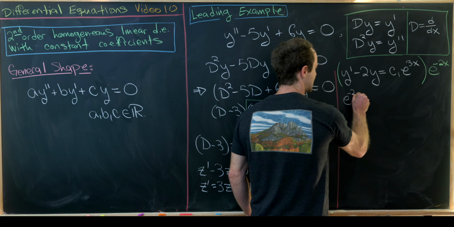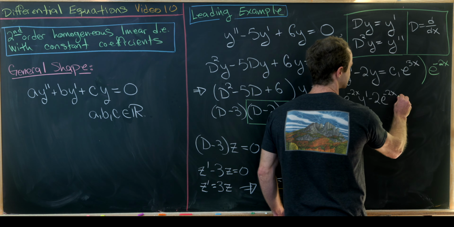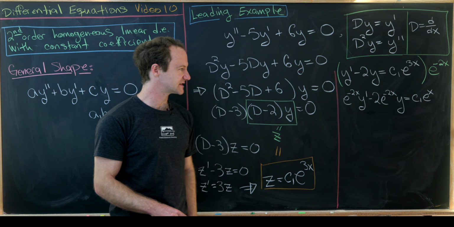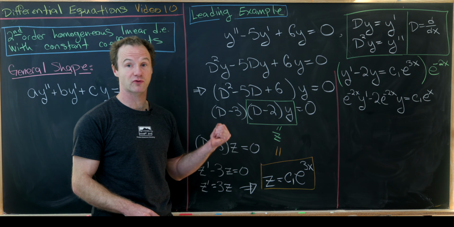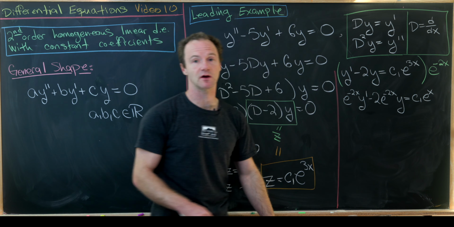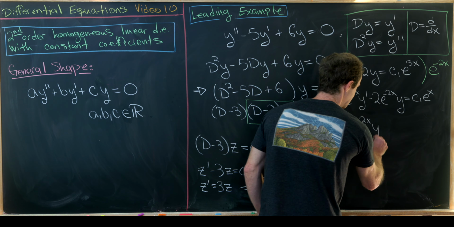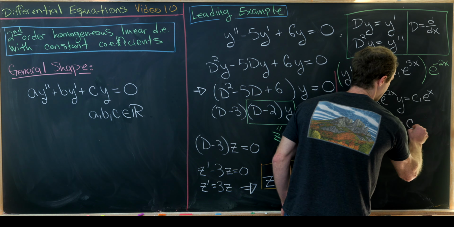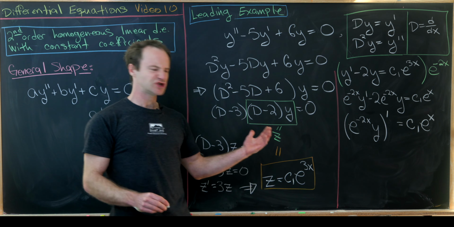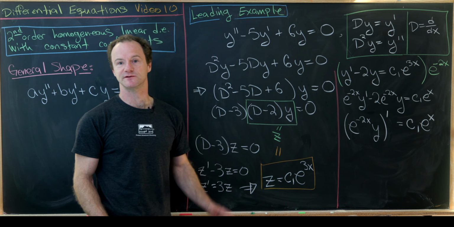That'll leave me with e to the minus 2x times y prime minus 2 times e to the minus 2x times y equals c1 e to the x. But now if we look carefully at this left-hand side, it looks like we've taken the derivative of a product of functions. Those functions being e to the minus 2x and the other function being y. So that means we can take this left-hand side and rewrite it as e to the minus 2x times y, all prime. And like I said before, that's equal to c1 e to the x. So just to reiterate, if we take the derivative of this with the product rule, we most definitely get this line that's right above, so that's okay.